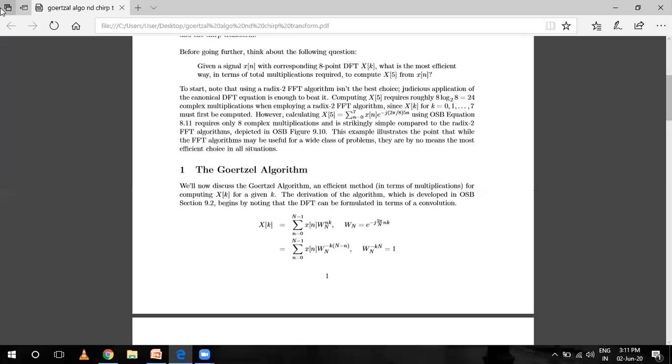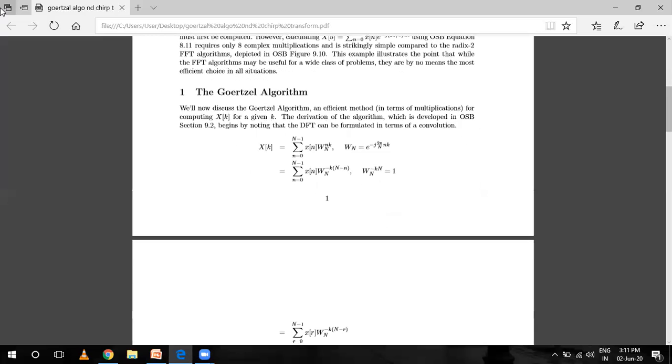So what is the Goertzel algorithm? It is a short topic; both topics, Goertzel and chirp transform, can come for 5 marks, or 7 or 10 marks. The Goertzel algorithm is an efficient method for computing Xk for a given k. The derivation of the algorithm, which is developed in OSB, begins by noting that the DFT can be formulated in terms of convolution. Xk is the summation for n equal to 0 to N minus 1 of xn WN raised to the power nk, that is your twiddle factor, which we did in DFT and FFT.